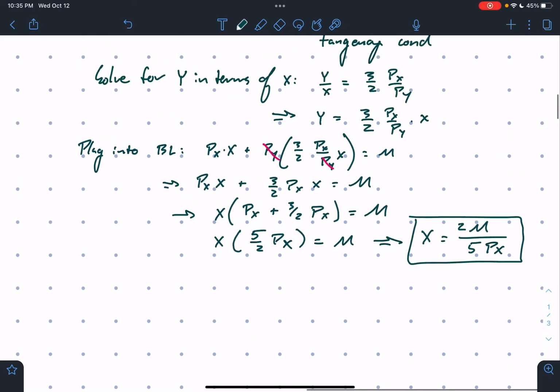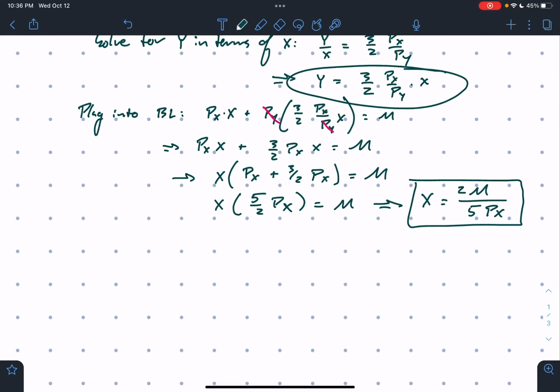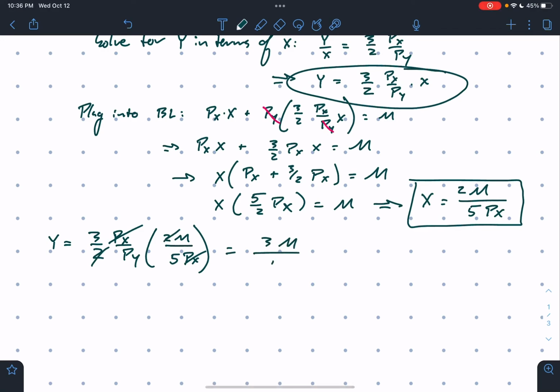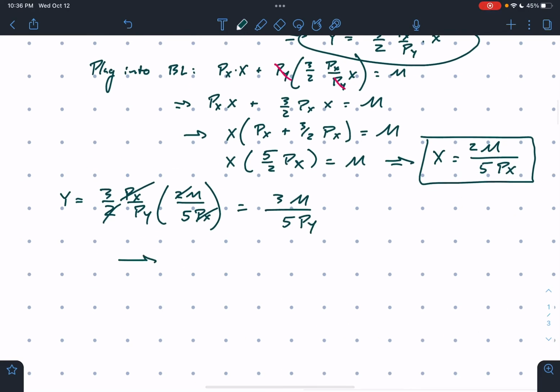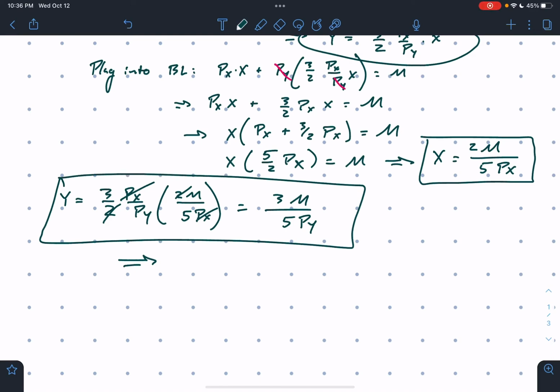Now we just use our formula for the optimal amount of y, and then we substitute in x. So we get y is equal to 3/2 px over py times the optimal x, which is 2m over 5px. So the px's divide away, also the 2's divide away, and we get 3m over 5py. So the optimal amount of x and y is given by 2m over 5px and 3m over 5py.